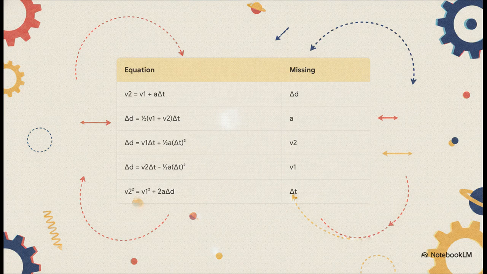Now, here's the secret. Notice how each equation deliberately leaves out exactly one variable. As long as you know 3 of the 5 kinematic variables, you just figure out what you are missing, and boom, you can instantly select the right equation to solve for your unknown. Honestly, this right here is the absolute foundation of mechanical engineering and physics problem solving.